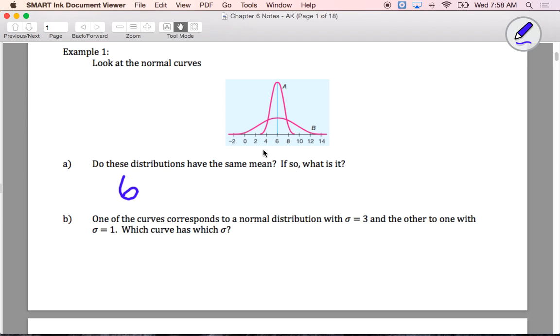Whereas for the other one, if you have 3 for your sigma, 1 standard deviation is 3, whereas 2 standard deviations away is 6. So it's more spread out. The bigger your sigma, the more spread out your curve is going to be. So that means our A has a sigma, or standard deviation, of 1. Our B has a sigma of 3.